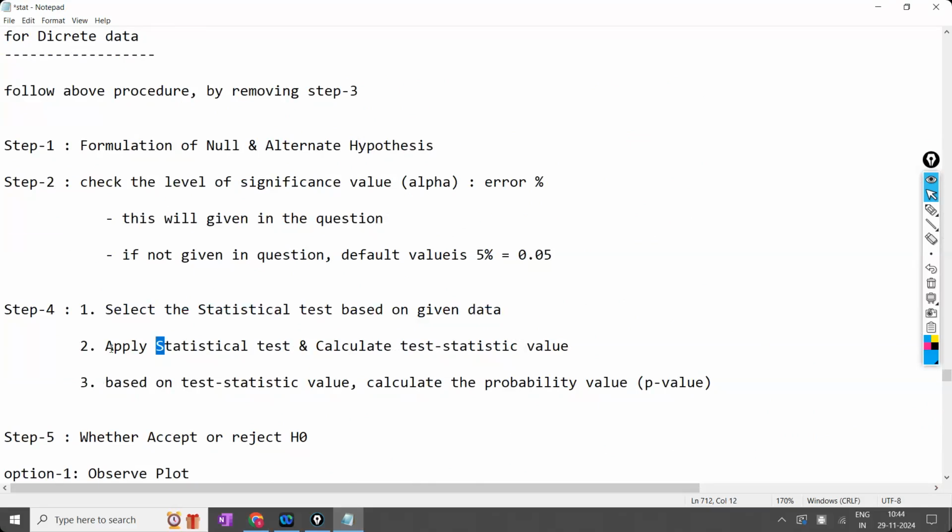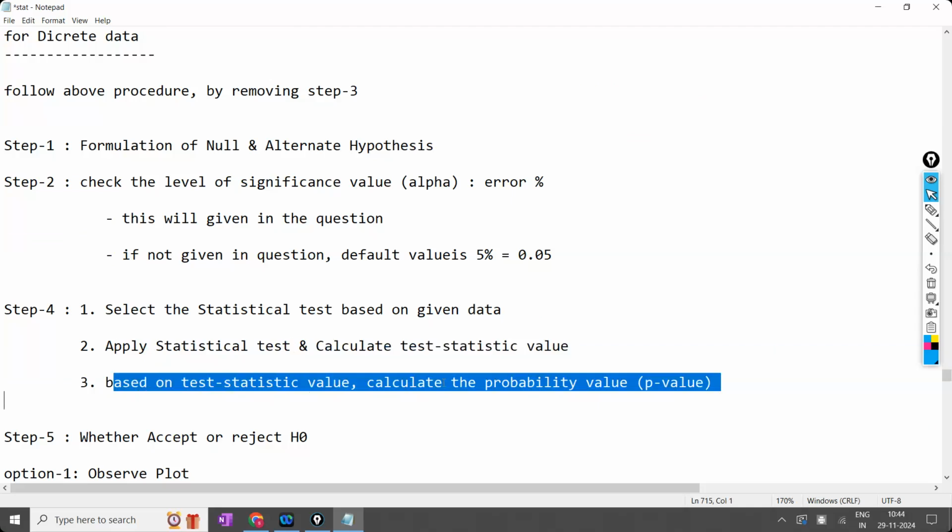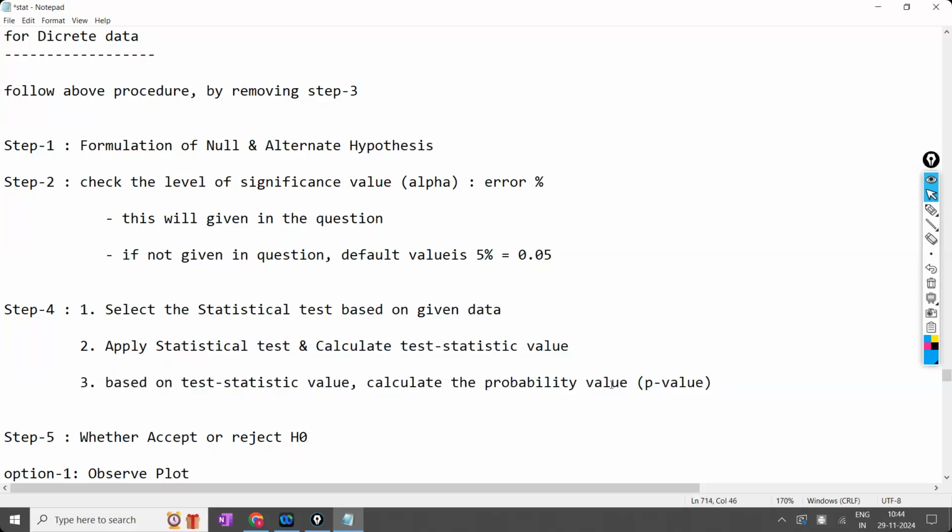Now after that, apply the statistical test. I have applied the formula, that is x bar minus mu divided by sigma by square root of n. Applying the formula is called applying the statistical test. From that I have calculated the test statistic value, that is 1.67. The z-test has given the output as 1.67. Now based on 1.67, I am calculating the probability value, which is 0.9525. So 3 steps are completed.